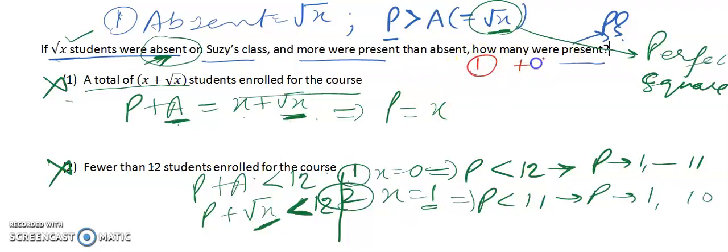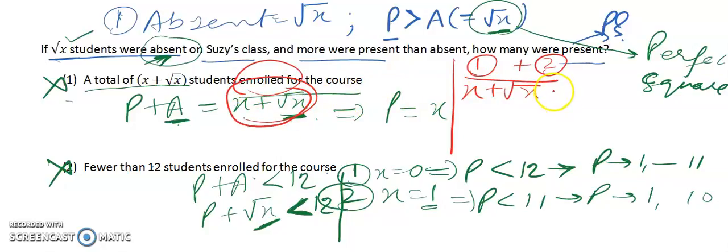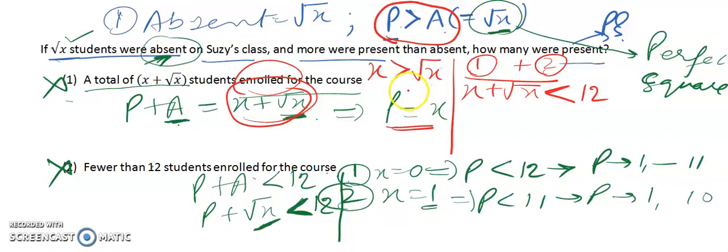So we are left with combining both the statements, 1 plus 2. So when we combine, X plus root X is the total number of enrolled students, and from statement 2 we know that this is less than 12. And we have to now make sure that the number present is greater than the number absent. The number present, here we already got X. So X is greater than root X. X is a perfect square number.